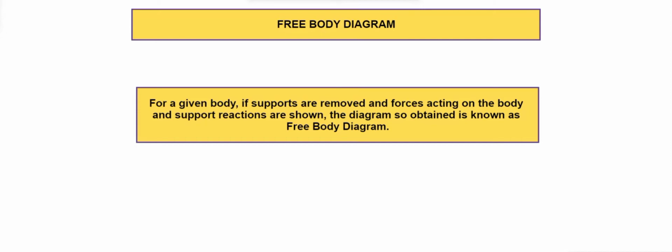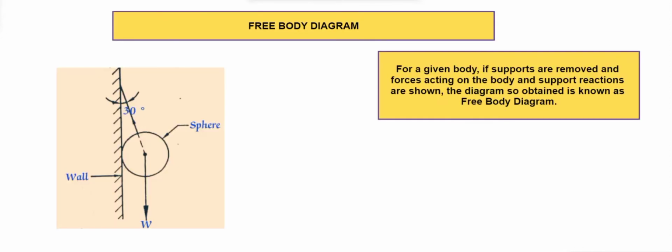Suppose we have a sphere which is suspended by a string and resting against a vertical wall. Here this is the sphere which is resting against the vertical wall, and this is the string by which the sphere is suspended, and this is the vertical wall.